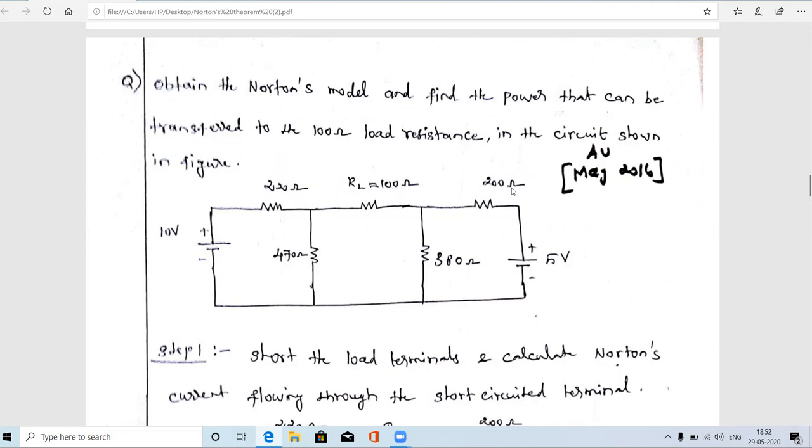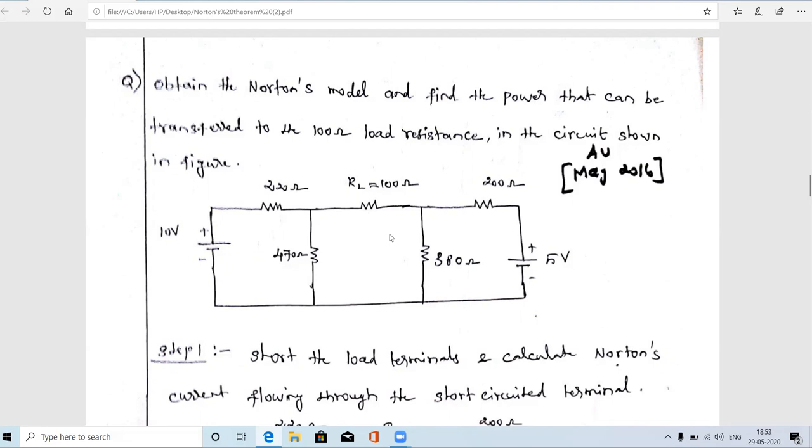So this is the given circuit. In this circuit there are two voltage sources with some resistances. Which one is the load? The 100 ohm resistor is the load. We have to obtain Norton's model, that is Norton's equivalent circuit, and also find the power transferred to this load resistance using Norton's theorem.